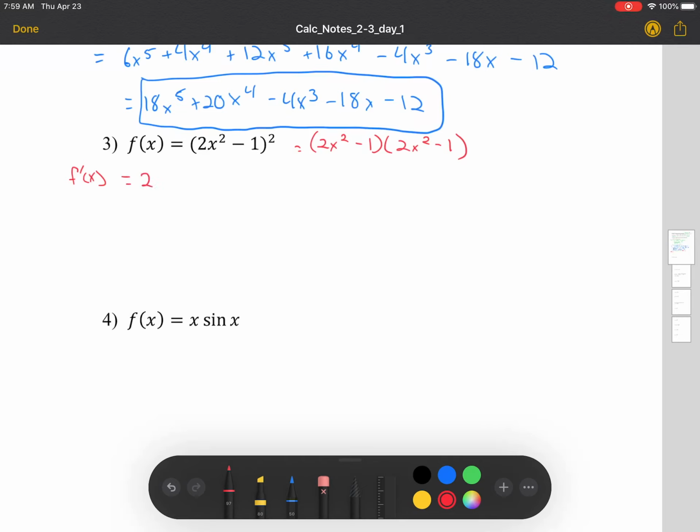slide this guy up. So when we take the derivative, it looks like this. 2x squared minus 1 times 4x plus 2x squared minus 1 times 4x. It looks the same because they're doing the same thing to both functions and they're both the same function. So from here we just keep expanding out.